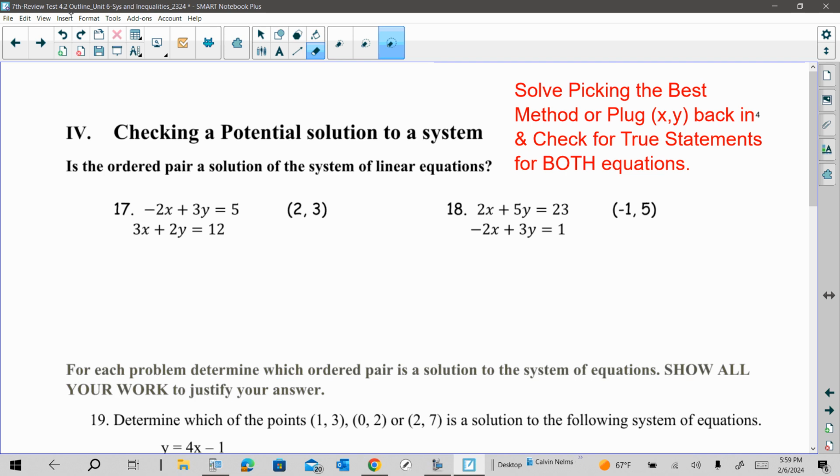So for this section, checking a potential solution, it says right here, you want to solve, picking the best method. So you're just solving like you normally solve a system, either with elimination, substitution, or graphing, or, it says, you can check for true statements for both equations by plugging in. So I'm just going to solve like we normally solve.